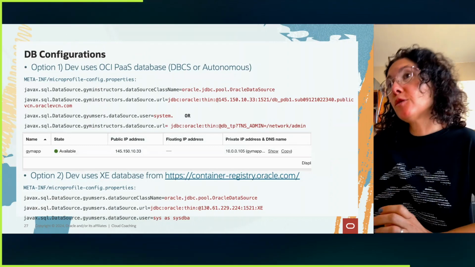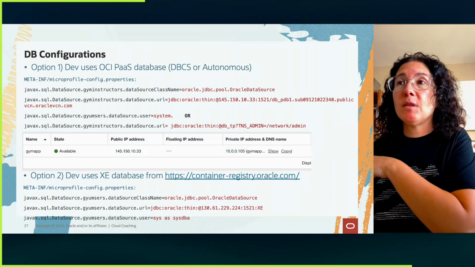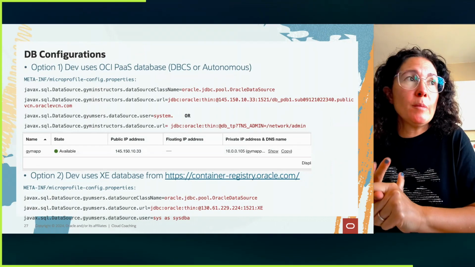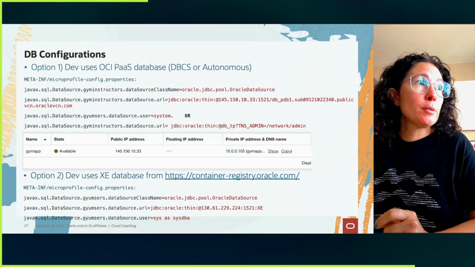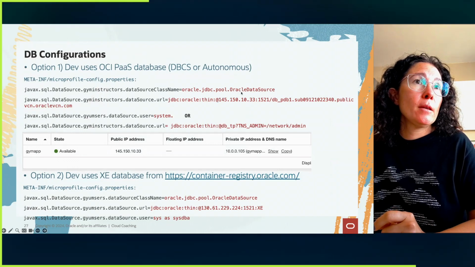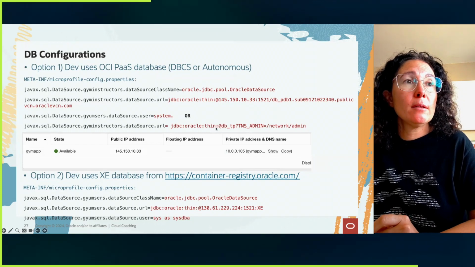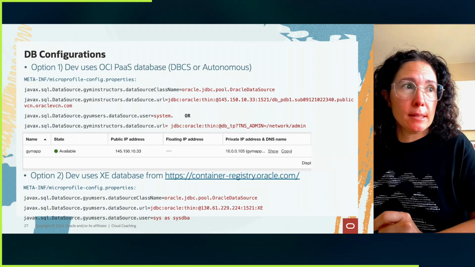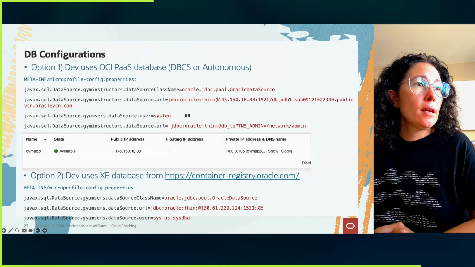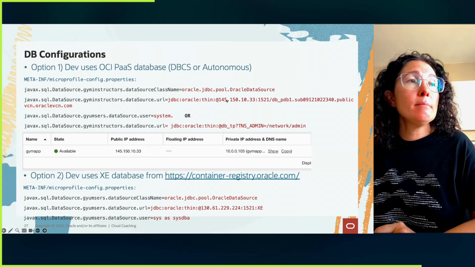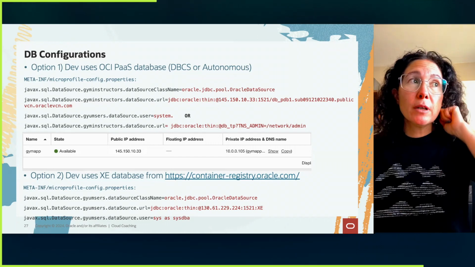Like I said, there are different options for the database. If you're using a PaaS service, either DBCS or ExaCS or Autonomous DB, you have to enter this information in the MicroProfile config property file. You say the data source, and for example, if you're using Autonomous, here you can tell where the wallet is. Here we have the public address, so you would enter the same public address in the user in the MicroProfile config property file.